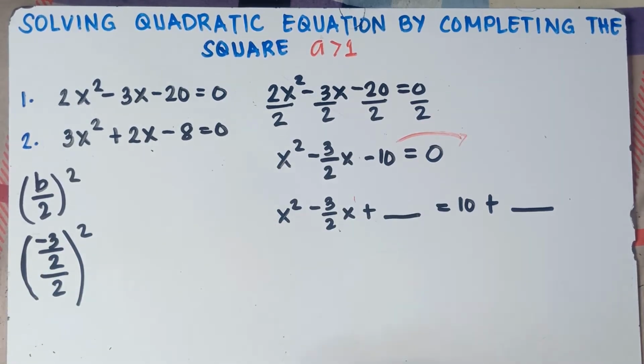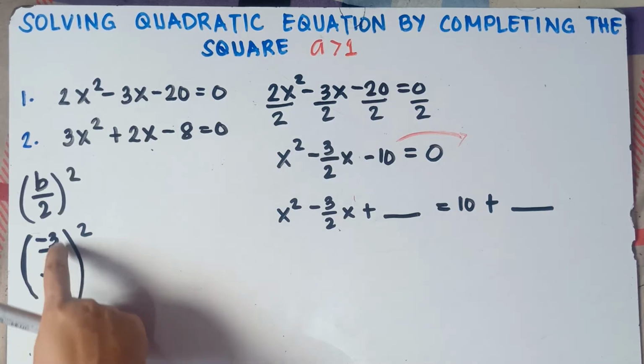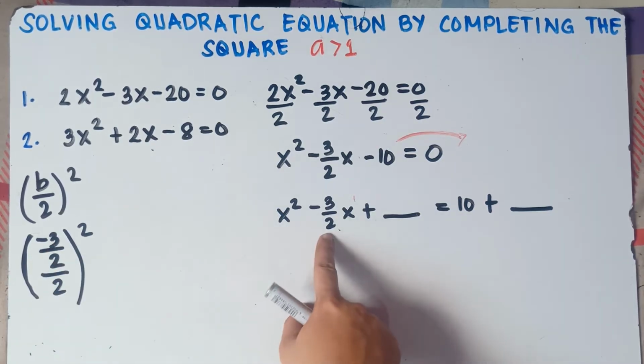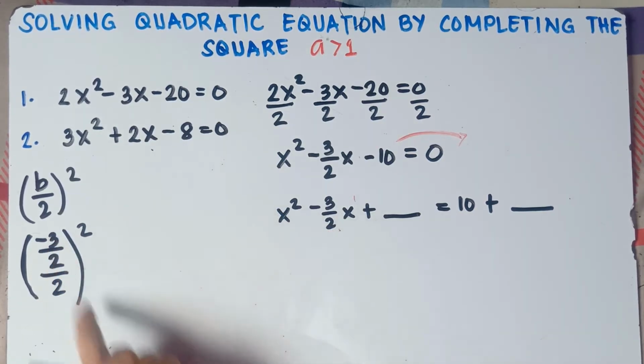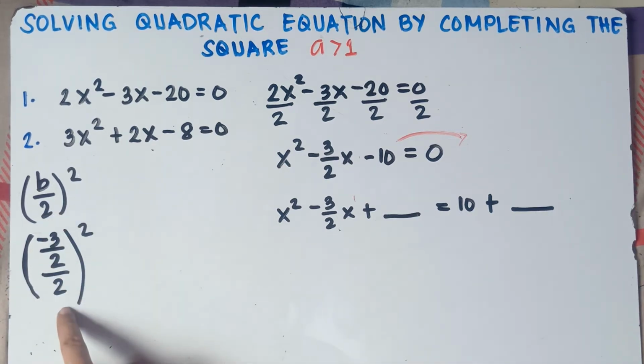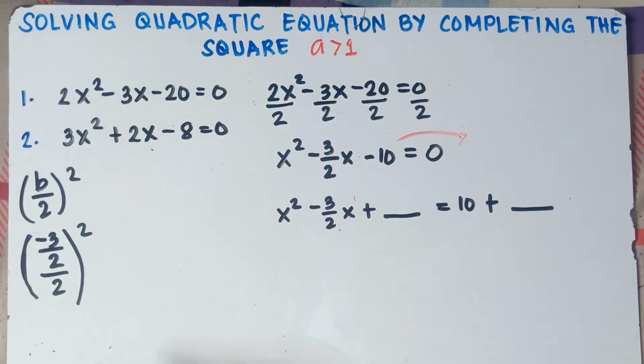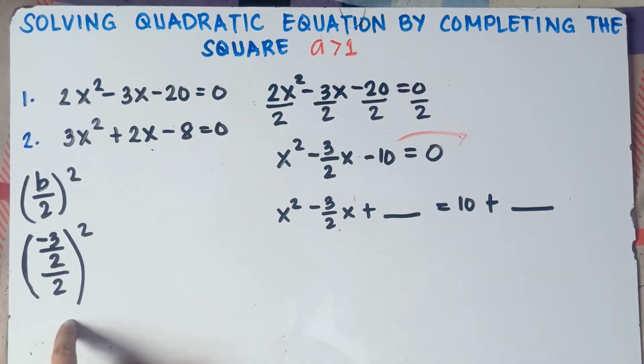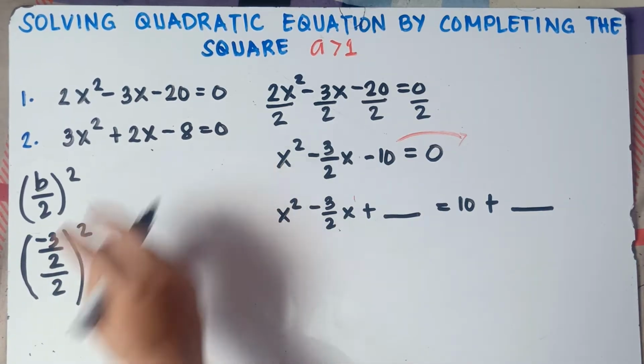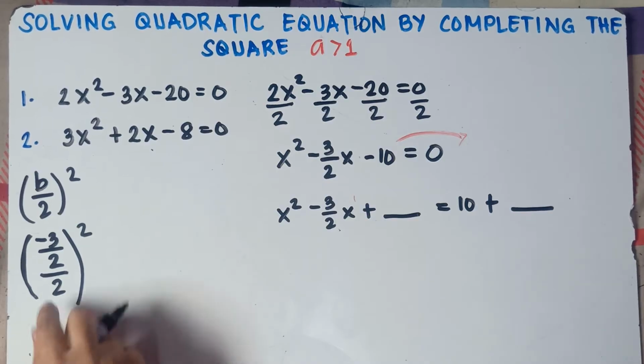Sir, where did you get negative 3 over 2? Negative 3 over 2, class, came from the value of b. So that would be negative 3 over 2, then divided by 2, in parentheses, then squared. So we need to simplify inside the parentheses first. Let me just simplify this one first, class.